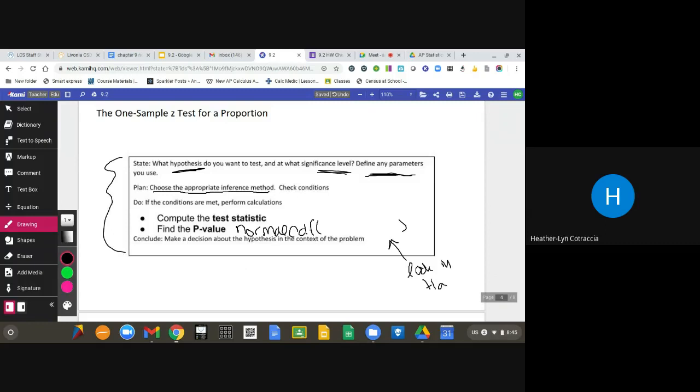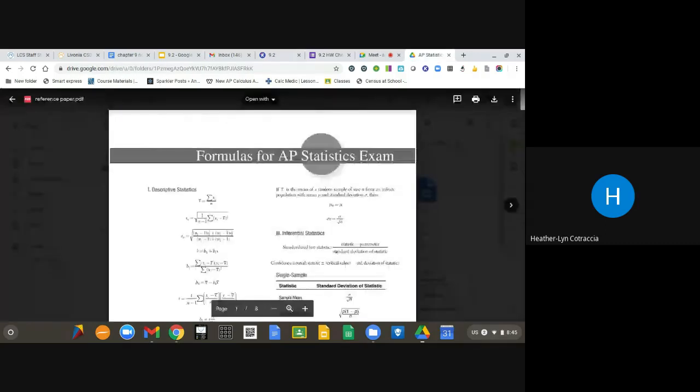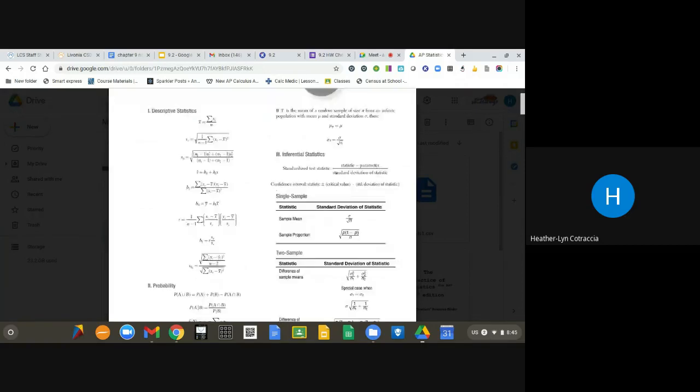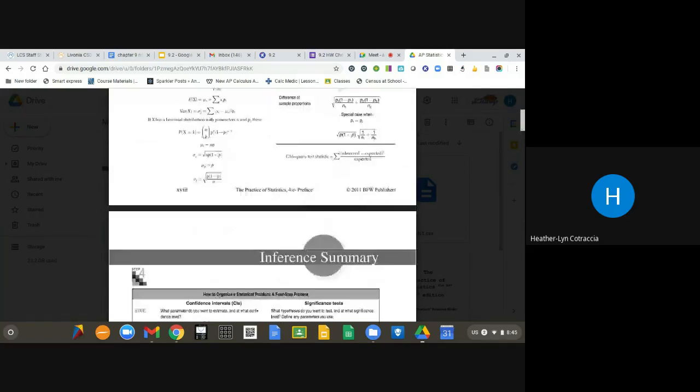Now, before I go any further, I would like to mention that you have these reference papers. I've given you all a reference paper at this point, hopefully. On the front is all of your formulas. By the way, there's that generic formula that I was just talking about. That's right there under inferential statistics. But if you scroll to the second page, before, what we were doing is we were doing these estimates. So right there's the estimates. This is for a confidence interval.